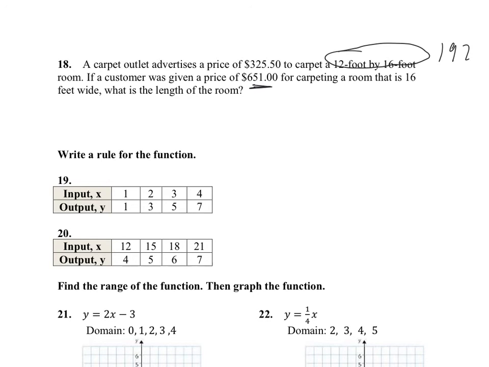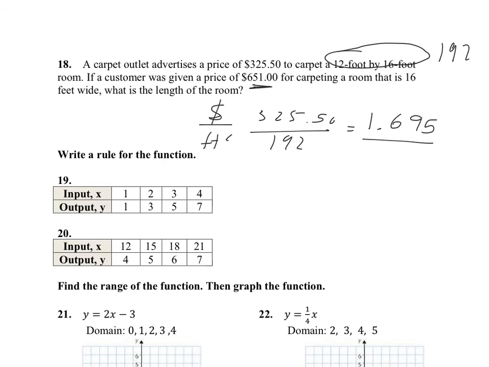Now I'm just going to get a unit price, so that would mean the price per square foot. So I'm going to go 325.50, and I'm going to divide by 192. Okay, and this is why a calculator is nice, because you do get a very awful number that comes out to $1.695. I'm going to go that far just because we're talking about a pretty decent dollar amount. So this is per square foot.